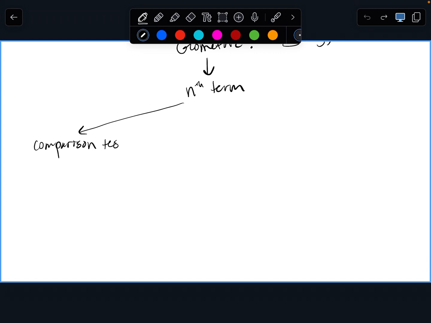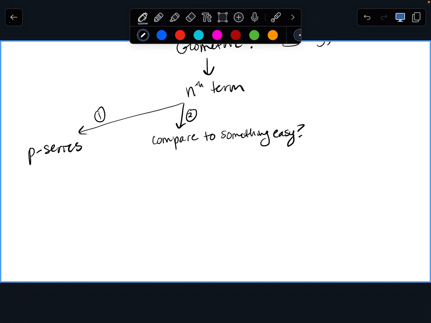So I would do, oh, actually, no, before that, I would do, is it a p-series? P-series, that's easy. If it's a p-series, perfect, then I do that. Okay, so if it's not, so this is like my first branch off, then my second one is see if it's comparable to something, if you can compare it. Something easy, right? So can I compare it to a p-series, or to geometric, or to harmonic or something, right?